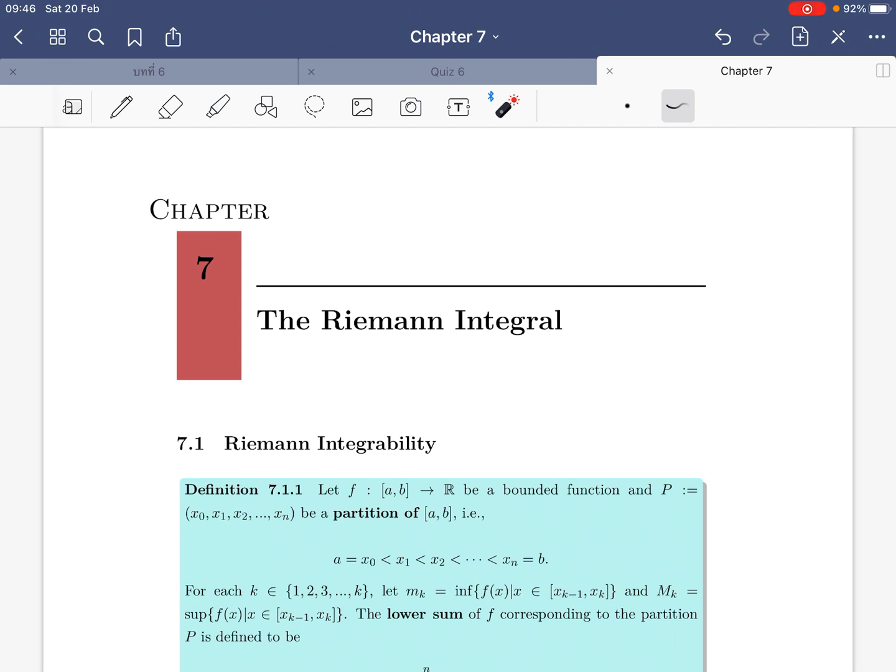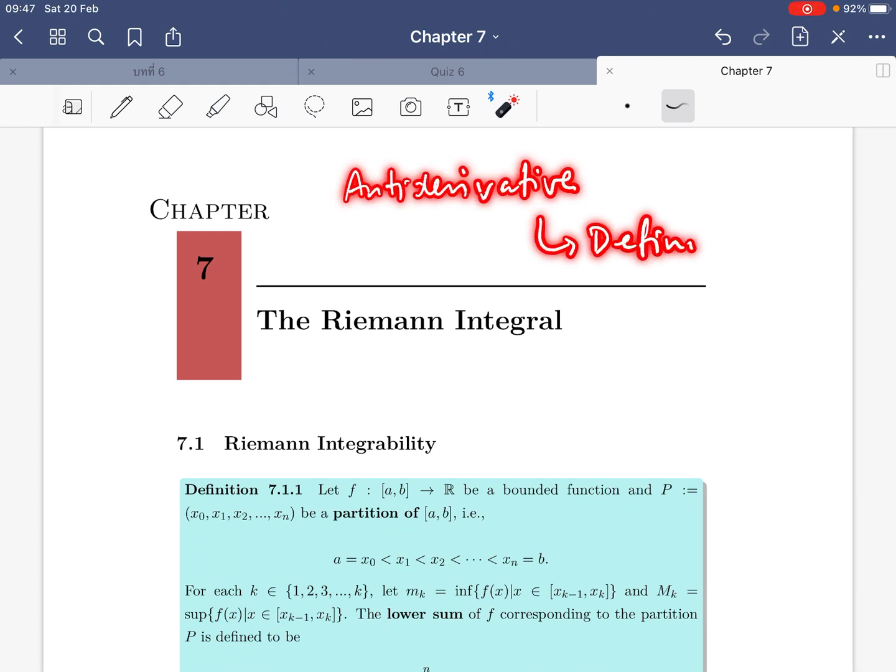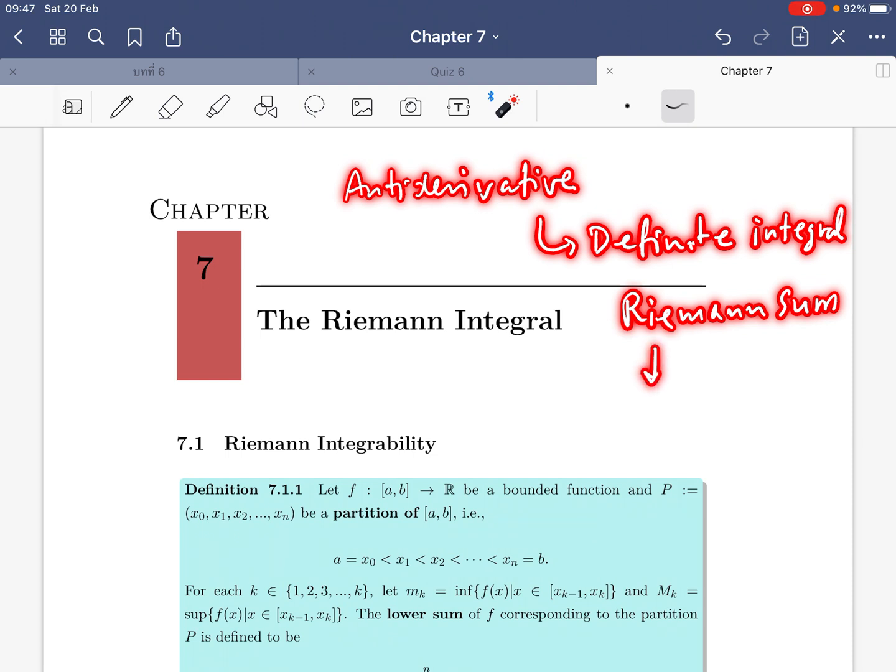However, you start with the so-called anti-derivative, which is the opposite of the derivative, finding the derivative, and then later on you talk about the definite integral, right? The definite integral will involve the Riemann sum, and this Riemann sum will give you the application of integration to the area under the curve, right?